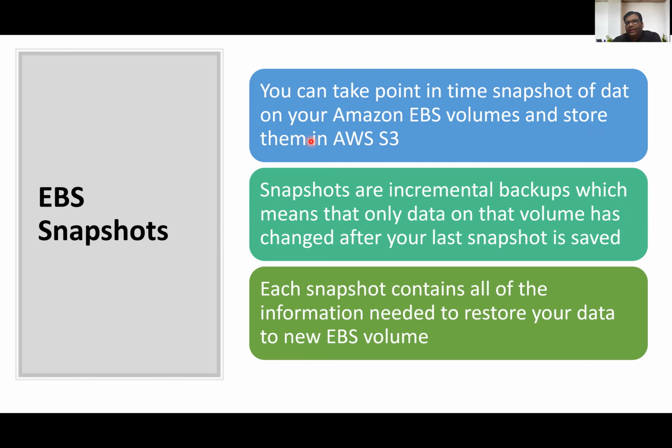Snapshots are incremental backups, which means that only data on that volume that has changed after your last snapshot is saved. Let's say you create a snapshot today and your size is 10 gig. Tomorrow you add some data and it adds up to 11 gig. The next day's snapshot will cover that extra gig only, not the earlier 10 gigs, because you already have the snapshot for those 10 gig. Each snapshot contains all of the information needed to restore your data to a new EBS volume.